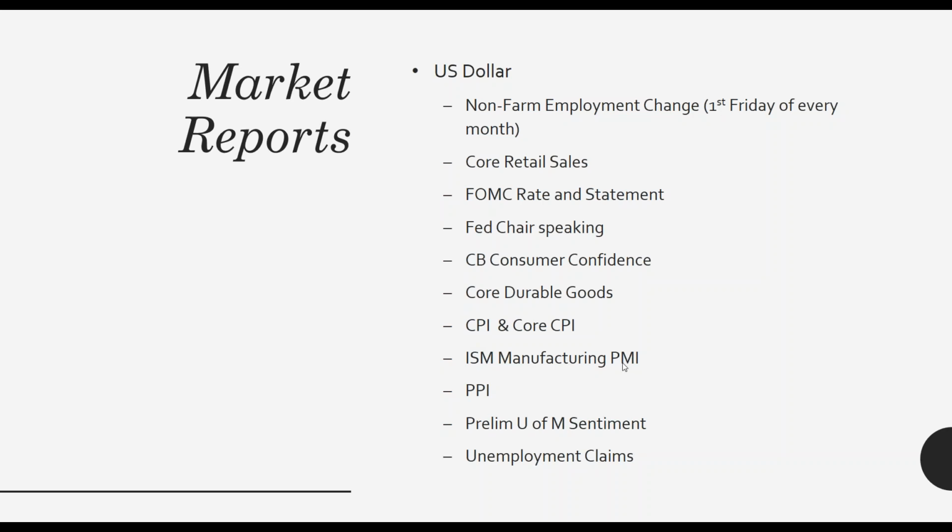The ISM manufacturing PMI, the PPI, the preliminary U of M sentiment, and unemployment claims. Now, my least favorite of all of these would be the unemployment claims. They used to move significantly, okay? Not so much anymore. It may come in the future where unemployment claims actually start moving the market, but the biggest one of all would be that one, okay?